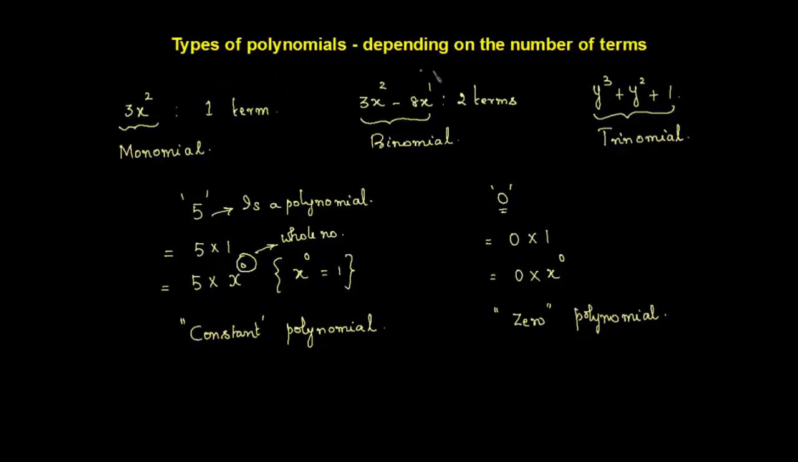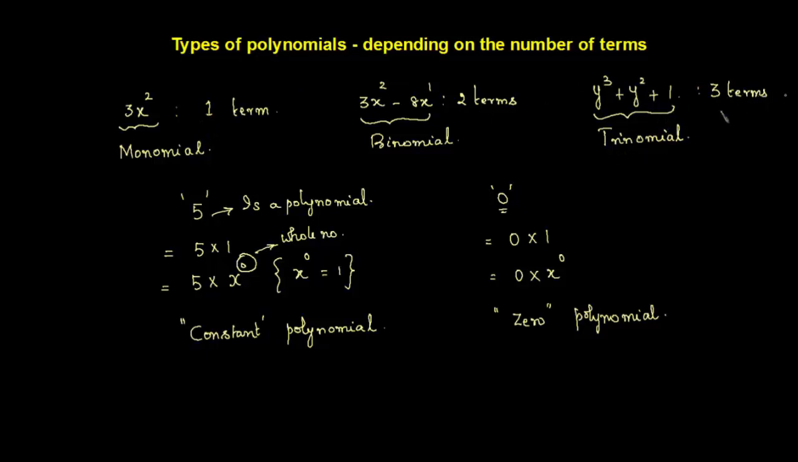Thus, we have learnt that depending upon the number of terms, a polynomial can be classified into three types: monomial, binomial and trinomial. Monomial will have just one term, binomial has two terms, and trinomial has three terms. And all of these are classified under the broad category called polynomials. Yes, a monomial is a polynomial. Binomials and trinomials are also polynomials, but these are special names given to polynomials with one term, two terms and three terms respectively.